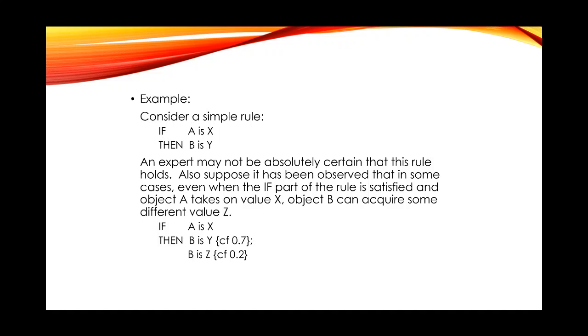So for example, we take a look at a simple rule. If A is X, then B is Y. An expert may not be absolutely certain that this rule holds. Also, it has been observed that in some cases, even when the if part of the rule is satisfied and object A takes on the value X, object B can acquire some different value, Z. For example, if A is X, then B is Y with CF 0.7, but B is Z with another value, that is 0.2.